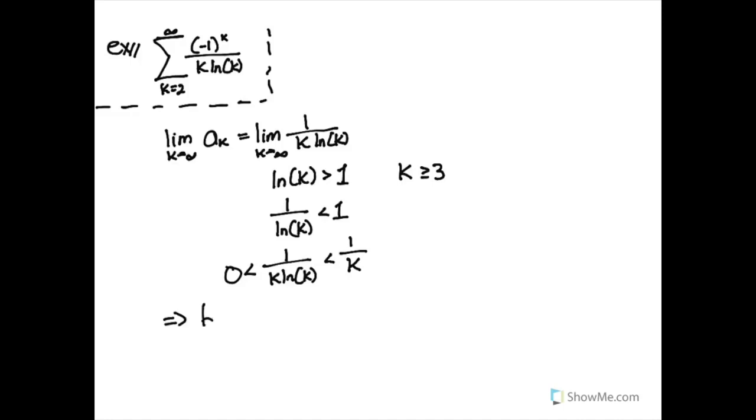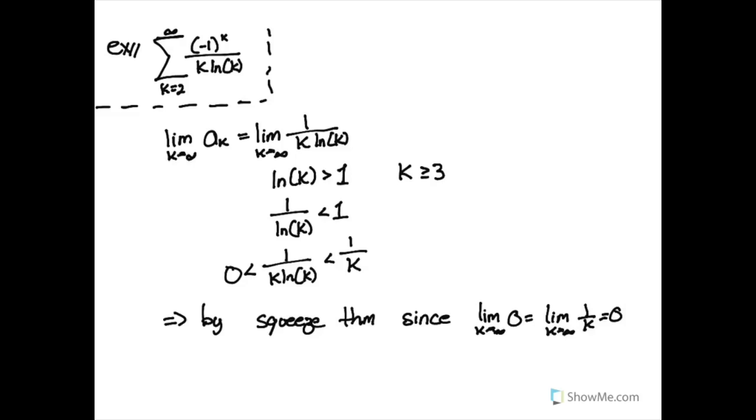So this implies that by the squeeze theorem, since both the bounds have the same limit, the limit as k goes to infinity of 0 is equal to the limit as k goes to infinity of 1 over k, which is equal to 0. This implies that the limit as k goes to infinity of 1 over k ln k is equal to 0. Right? So since this limit is equal to 0 and ak is a decreasing sequence, by the alternating series test, the series converges.